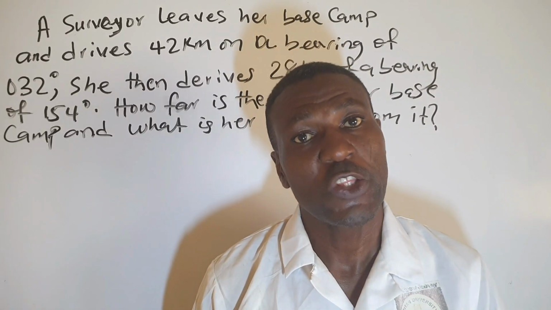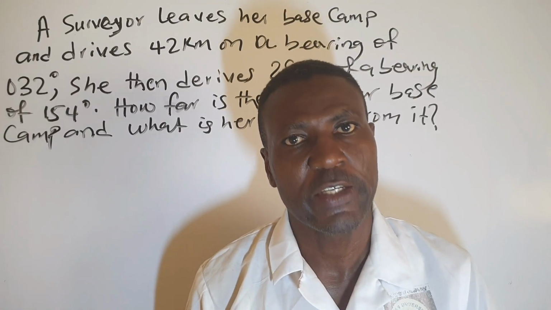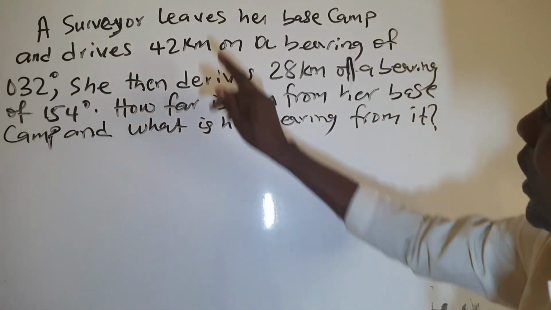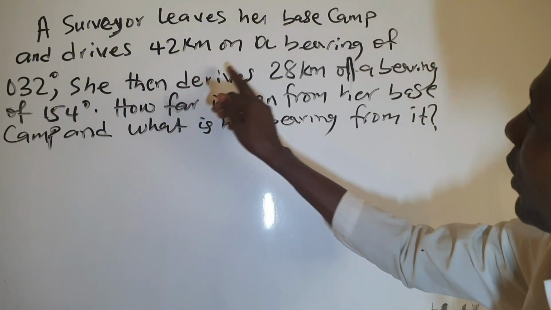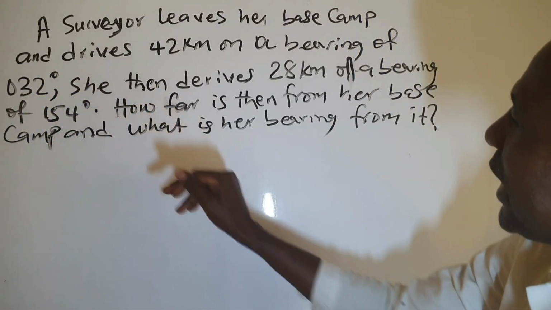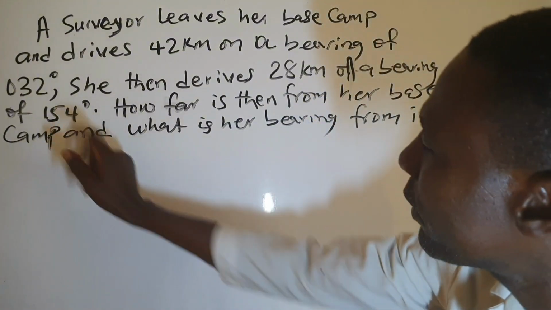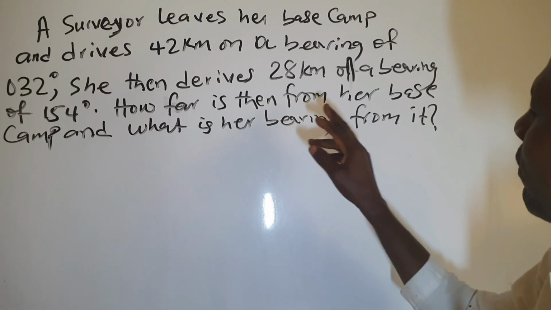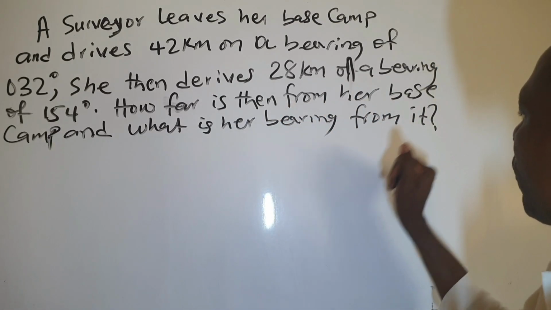Hello everyone, let us continue to solve questions from bearing and distances at easy, okay? So pay attention. The question says, a surveyor leaves her base camp and drives 42 kilometers on a bearing of 032 degrees. She then drives 28 kilometers on a bearing of 154 degrees. How far is she then from her base camp and what is her bearing from it?